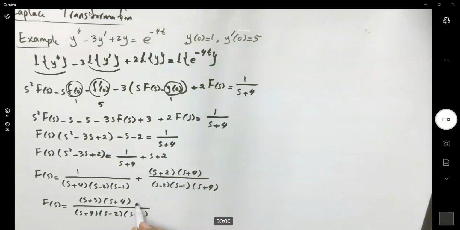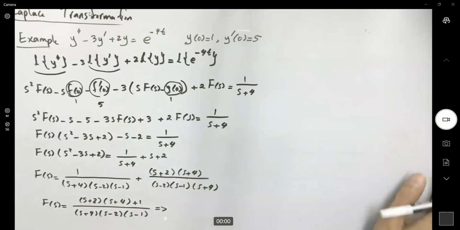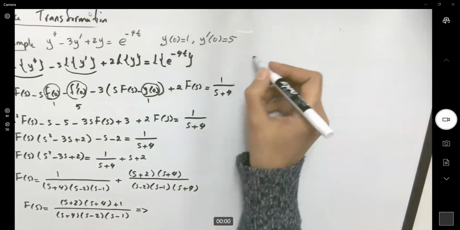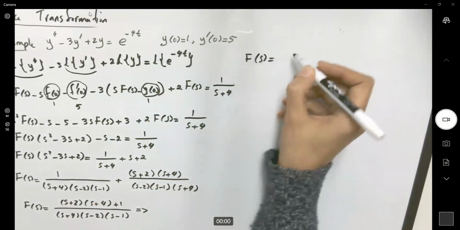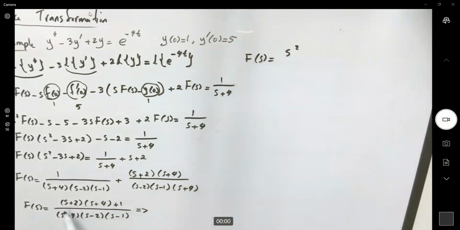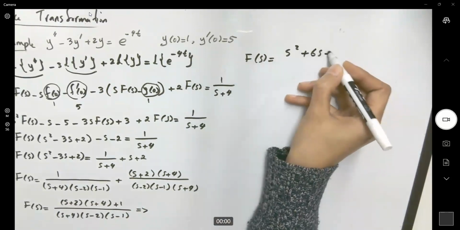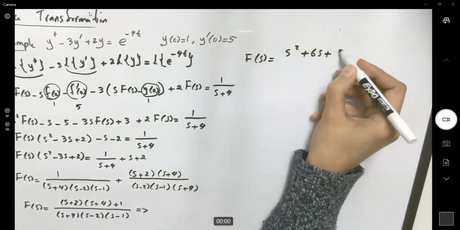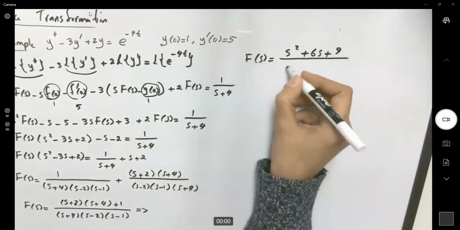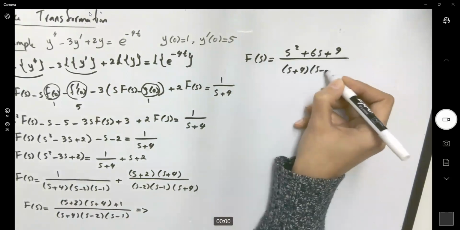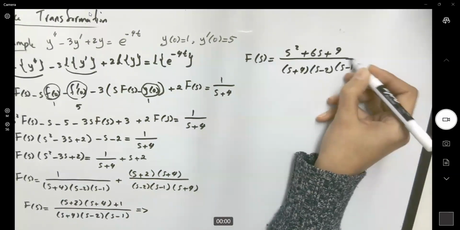Just multiplying these out, so here it stays plus 2 and plus 1. Okay, so this becomes F of s equal to s squared plus 6s plus 9 divided by, here we have s plus 4, s minus 2, s minus 1.